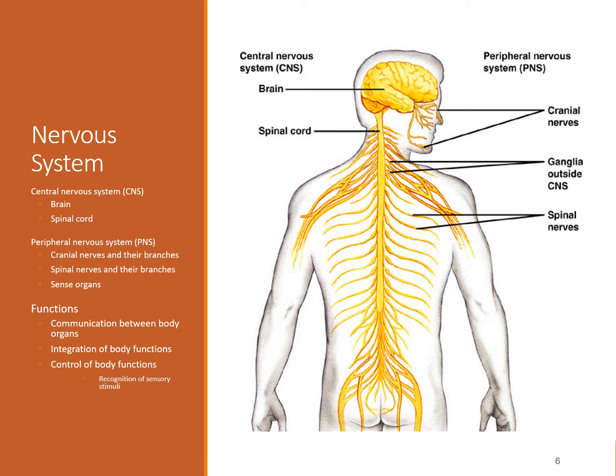The function of the nervous system is a communication pathway between body organs and systems. It's an integrated system that allows us to sense our environment as well as assist the body with maintaining homeostasis.